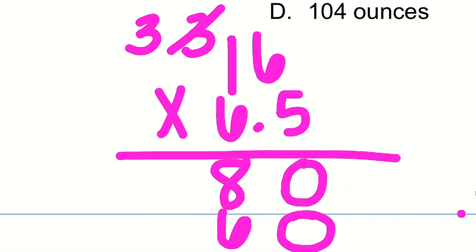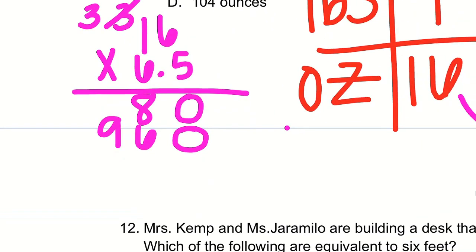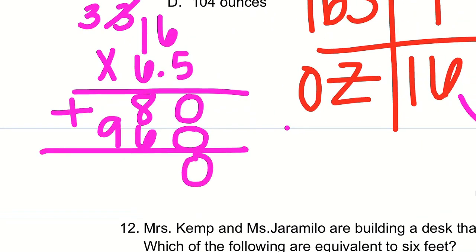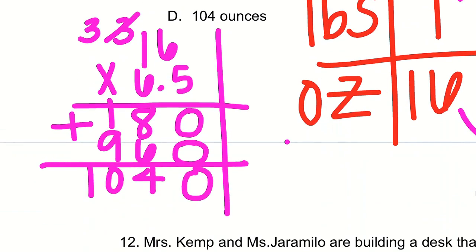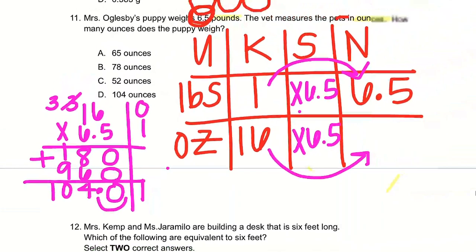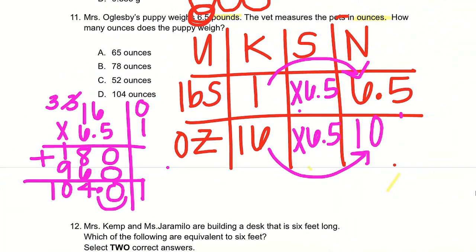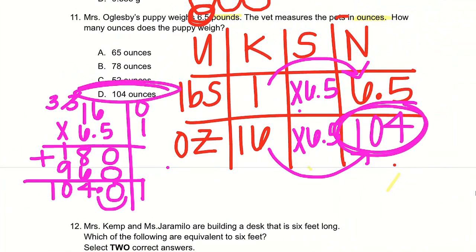Then we're going to add this up. 0 plus 0 is 0. 8 plus 6 is 14. 9 plus 1 is 10. Don't forget about my kids in my car. I've got 0 here and 1 here, so I need to move my decimal place 1 time. So this should be 104 ounces, which is answer choice D.